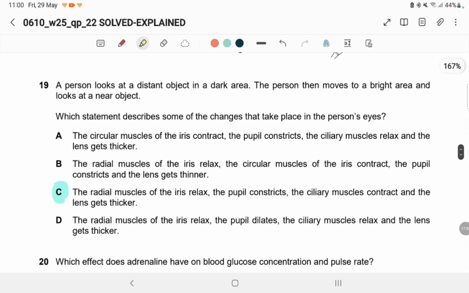Now moving on to the next question. Question 19. A person looks at a distant object in a dark area. I just want to highlight dark area. And the person then moves to a bright area and looks at a near object. Now we have two things moving in parallel. We are considering the radial and circular muscles of the iris, and also the ciliary muscles and suspensory ligaments. So you just need to memorize it. It's very, very easy. Basically, you are now moving to a bright area.